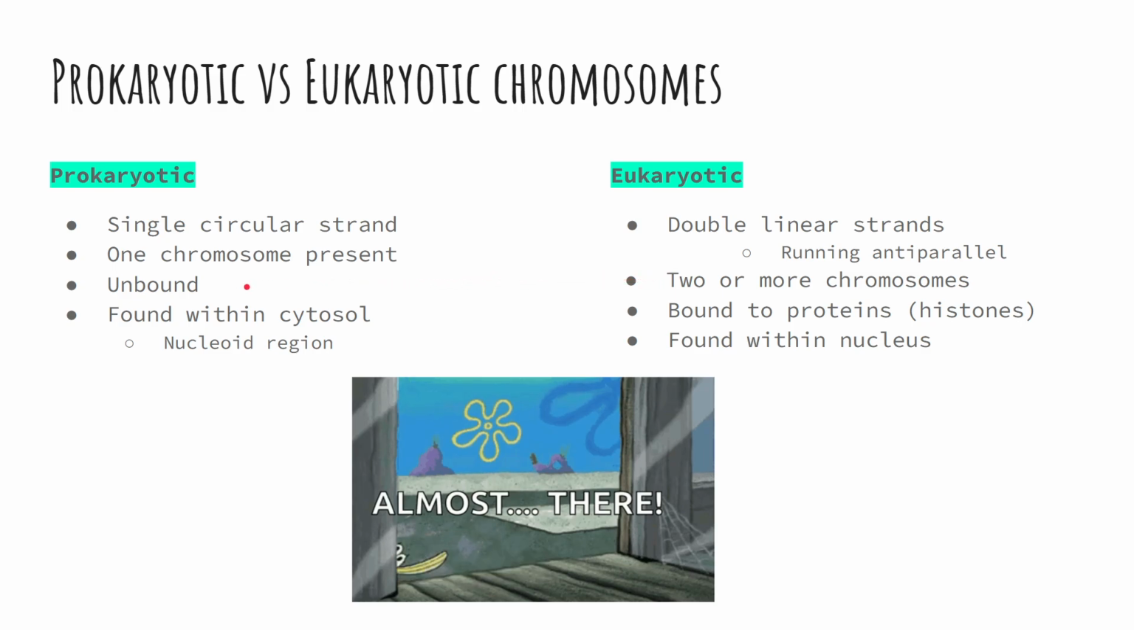They are unbound in prokaryotes, so that means they do not have those proteins. They are all loose, whereas in the eukaryotes, they are bound to proteins, and these proteins are called histones. Within the eukaryote, they are found within the nucleus. However, in the prokaryotic, they are found in the cytosol. And where we say it is in the cytosol, it is called the nucleoid region.